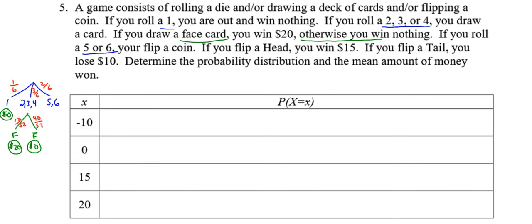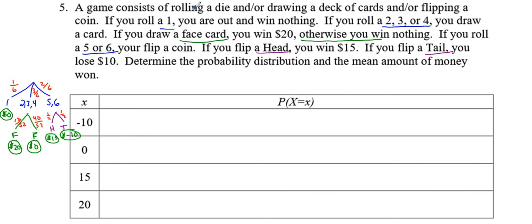Lastly, if you roll a 6, you flip a coin. So with a coin, you can flip a head or a tail. And the probability of a head is 1 over 2, and the probability of a tail is 1 over 2. If you flip a head, you win $15. So that branch terminates with winning $15. And if you flip a tail, you lose $10. So that would actually be negative 10.